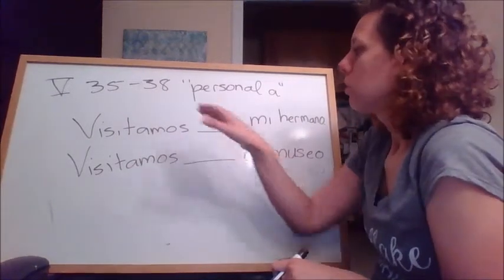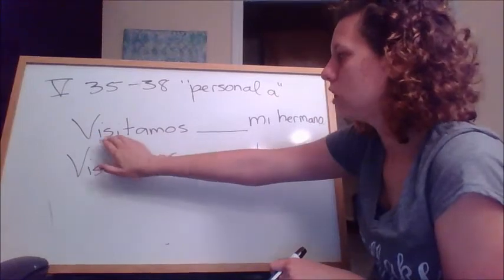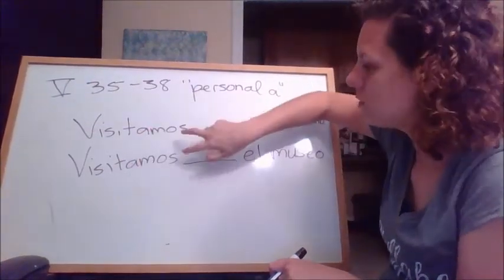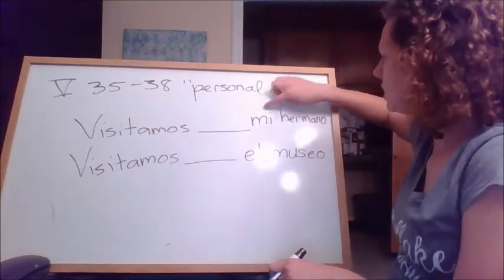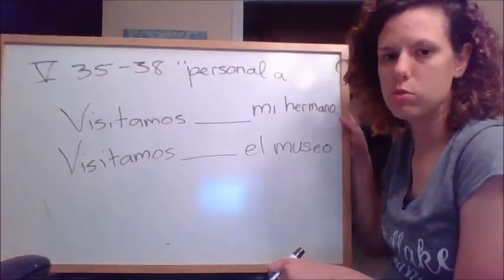We is the understood subject. Nosotros is the understood subject. So my subject is nosotros. My verb is obviously visitamos. This is my direct object. El museo.